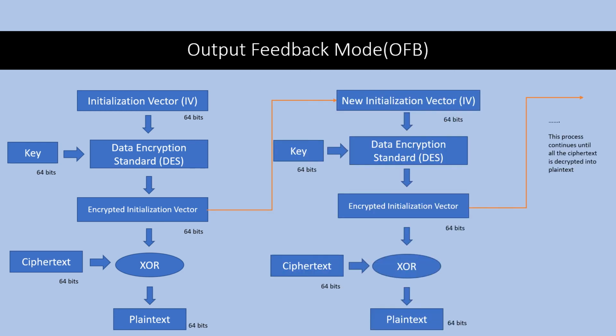As for the final step of the decryption process, once again, the encrypted initialization vector will be fed into the next decryption cycle or process to produce a new initialization vector. The new initialization vector will once again be encrypted with the key to produce another new encrypted initialization vector, which will then perform an XOR operation with the ciphertext to produce the plain text. This process will once again continue until all the ciphertext is turned into plain text.